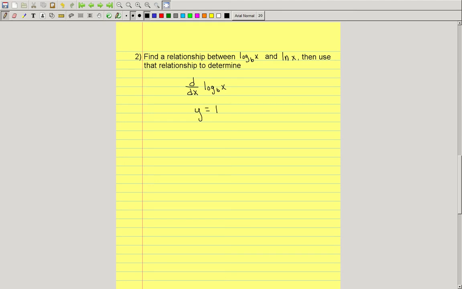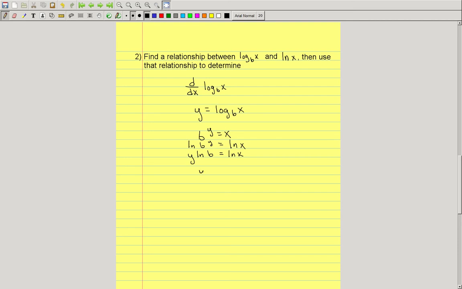We start off by writing the logarithm base b as a function of x. And then we recall that this expression is equivalent to the expression b to the y equals x. Next, what we do is take the natural logarithm of both sides of this equation, and using our properties of logarithms, we get that y times the natural log of b on the left-hand side equals the natural log of x.